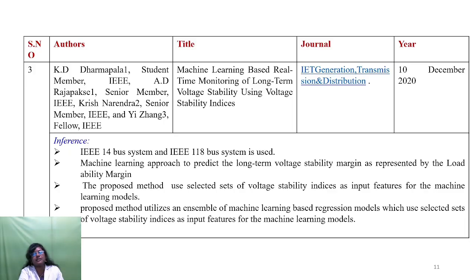Next, the third paper is machine learning based real time monitoring of long term voltage stability using voltage stability indices. This paper is published in IET Generation, Transmission and Distribution, in 2020, and here they are using the IEEE 14 bus system and the IEEE 118 bus system. They are using 2 bus systems, and the proposed method is a machine learning approach to predict the long term voltage stability margin as represented by the loadability margin.